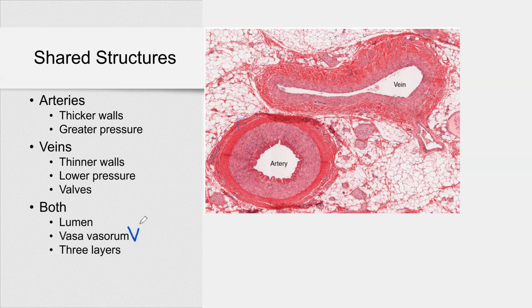And they have vasa vasorum. Actually, all large arteries and large veins have vasa vasorum. Vasa vasorum are capillaries that supply blood to blood vessels. Because look at this artery, look how thick this wall is. This wall is made of cells, and those cells need oxygen and nutrients as well. So you would have a network of capillaries that supply oxygen and nutrients to the cells of the arterial walls and walls of veins. That's called vasa vasorum.